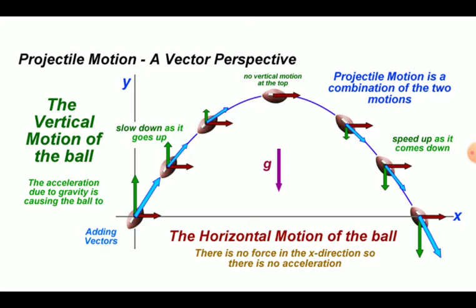If any object is given an initial velocity obliquely, such that the only force acting on the object is the force of gravitation, then that object is known as a projectile, and the motion performed by that object, which is a kind of curved motion, is known as projectile motion.